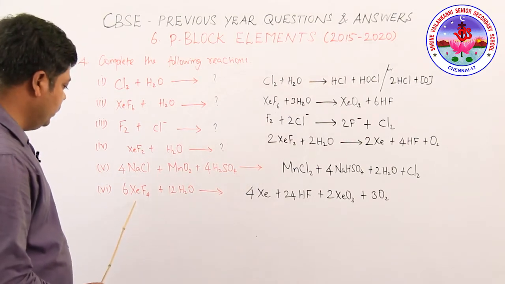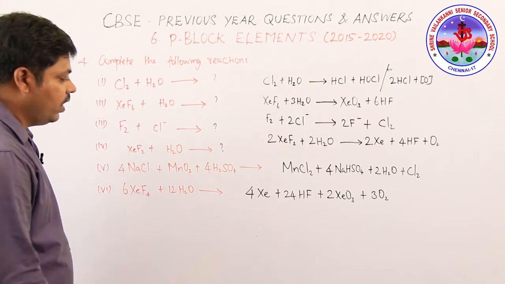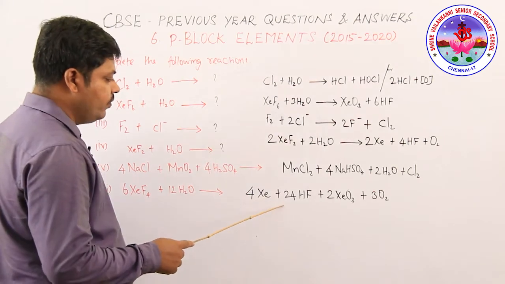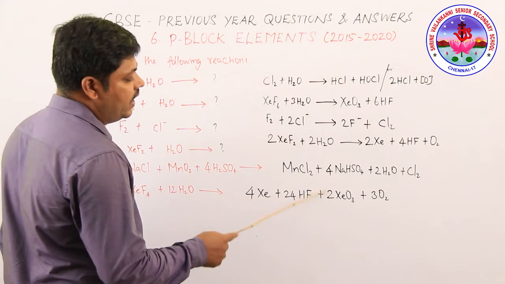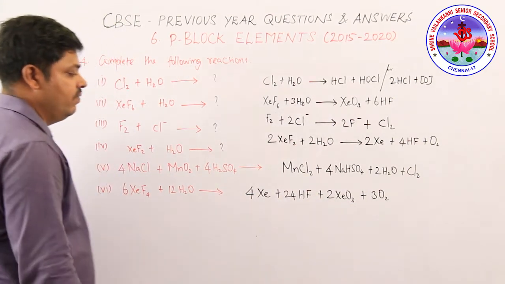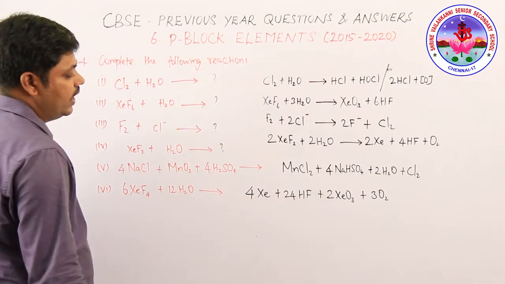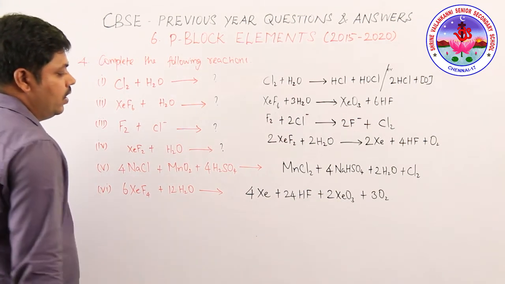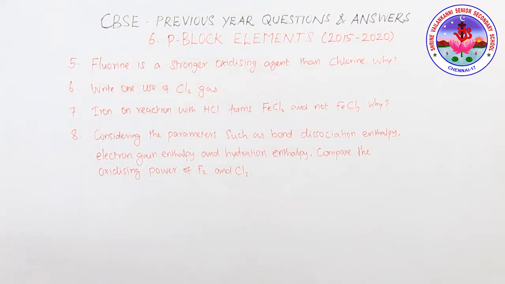Then the last one, 6 moles of xenon tetrafluoride react with 12 moles of water to produce 4 moles of xenon and 24 moles of hydrogen fluoride, then 2 moles of xenon trioxide, then 3 moles of oxygen gas evolved. So here I already said that xenon trioxide is a highly explosive chemical, 25 times more than trinitrotoluene.